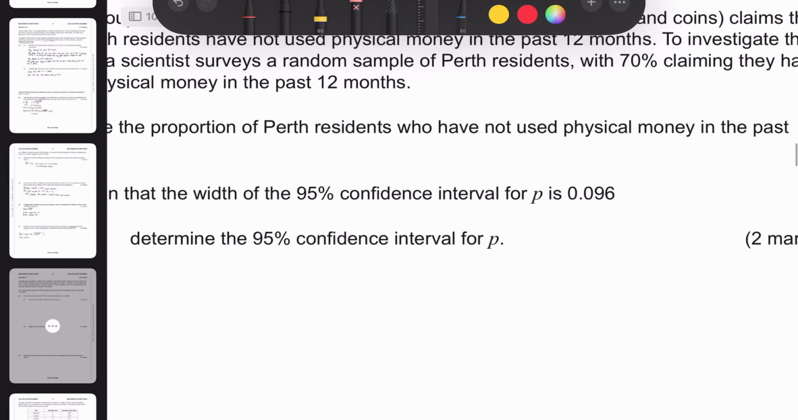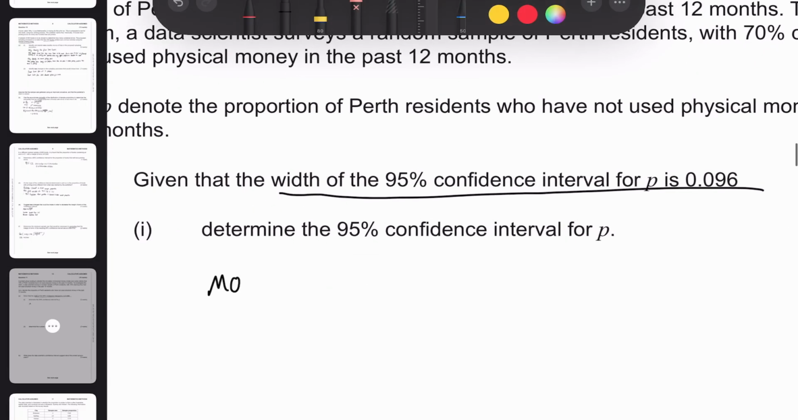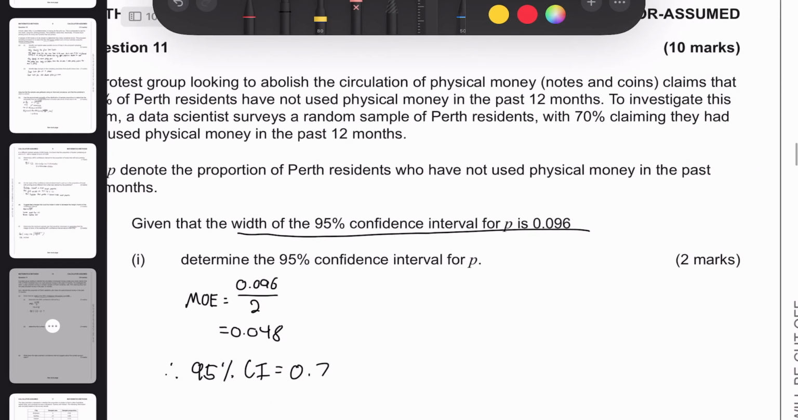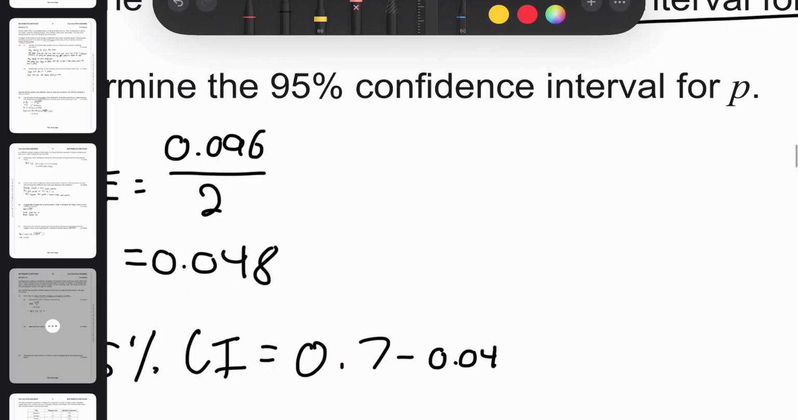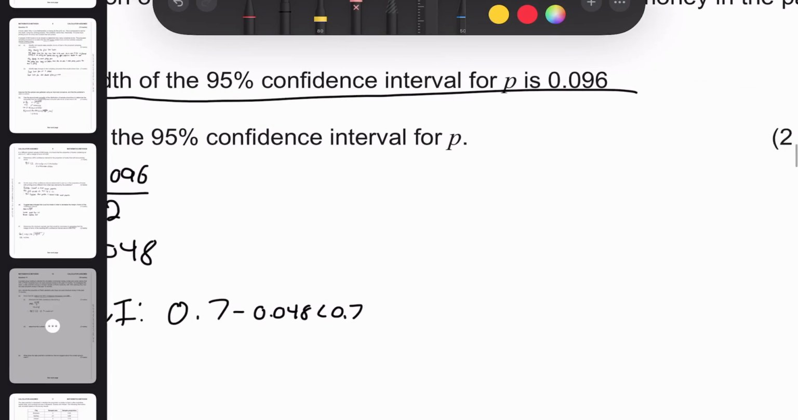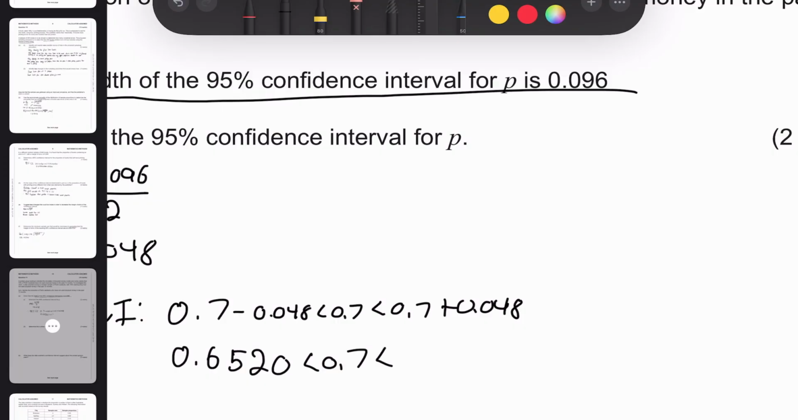Okay, so that's the whole width of the confidence interval, so we know our margin of error is going to be half of that, so 0.048. Therefore the 95% confidence interval is going to be 0.7, because that was the actual sample, minus 0.048, less than P, less than 0.7 plus 0.048. So this is going to be 0.6520 less than P less than 0.7480.